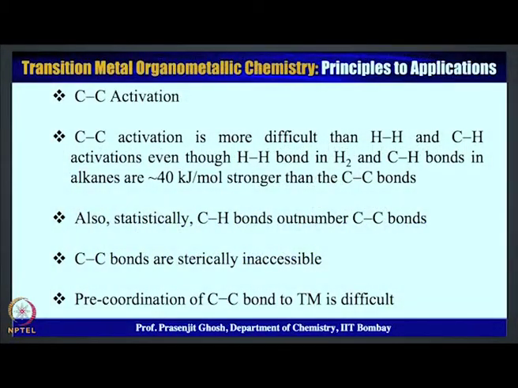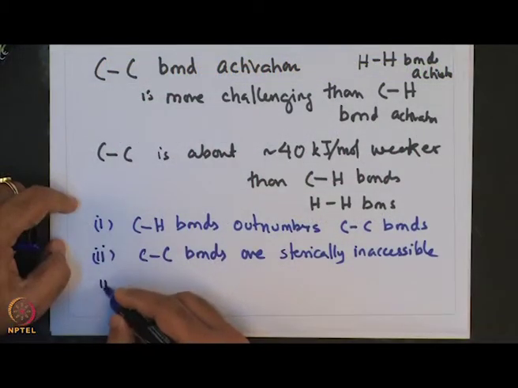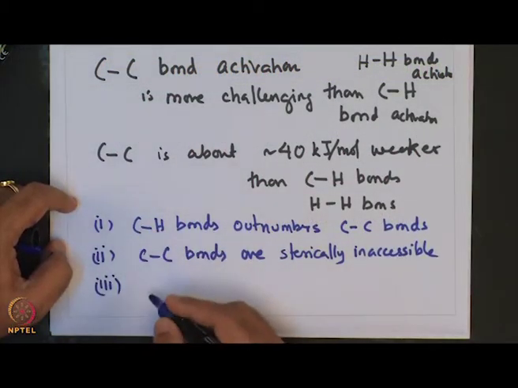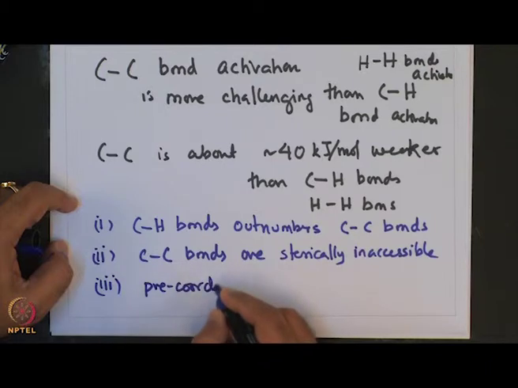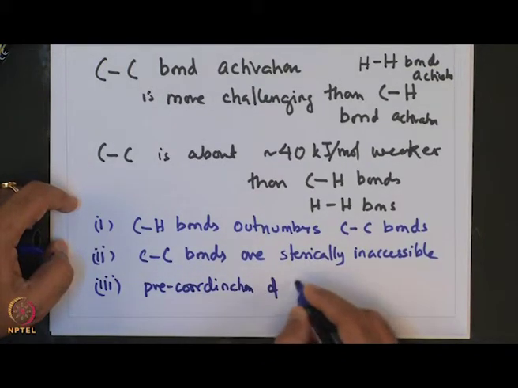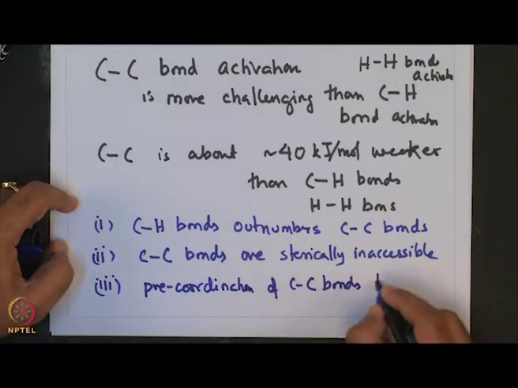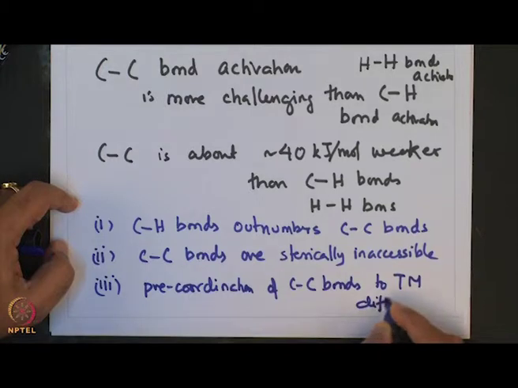And lastly, because of these two effects, that there are a large number of C-H bonds and fewer C-C bonds, and whatever C-C bonds are present are sterically inaccessible, both effects work in the same direction and make the pre-coordination of C-C bonds to a transition metal difficult.